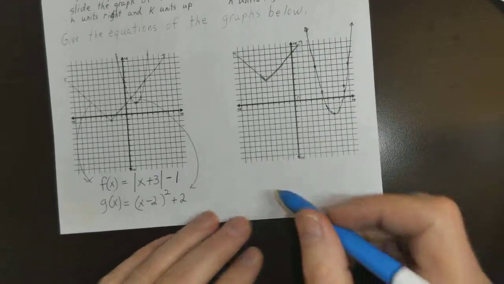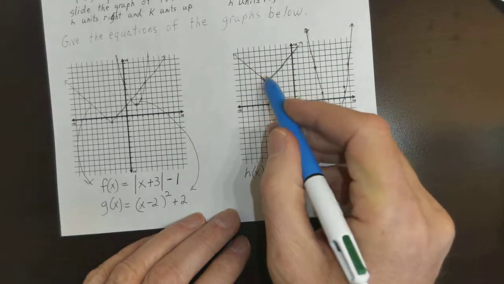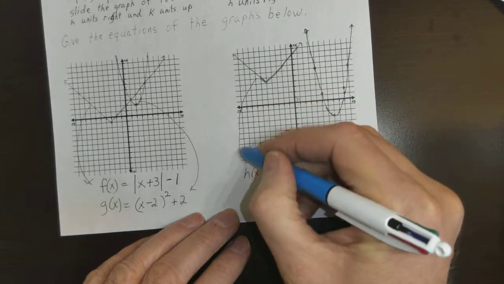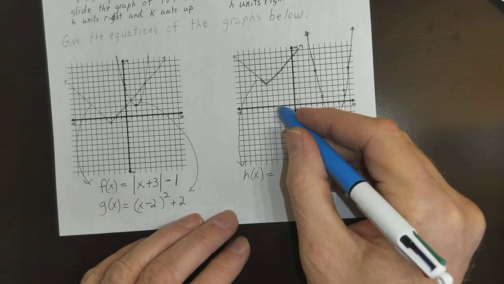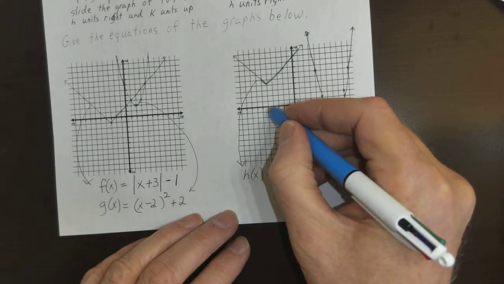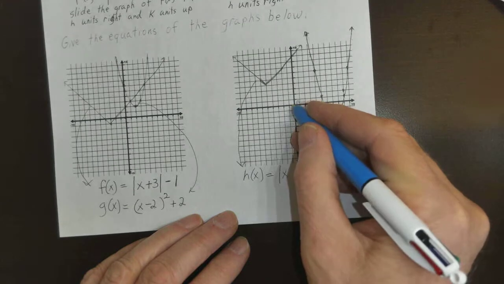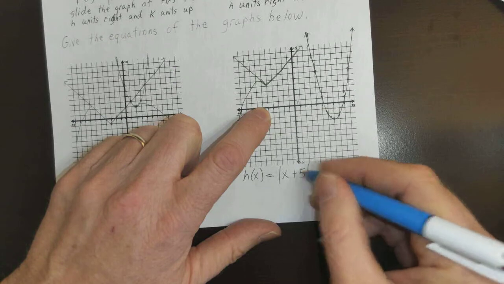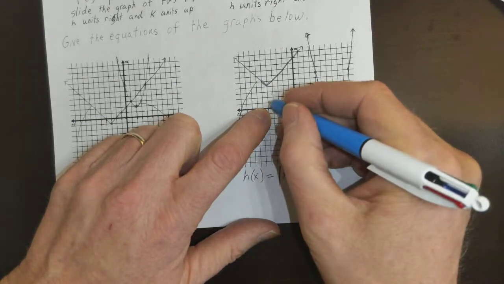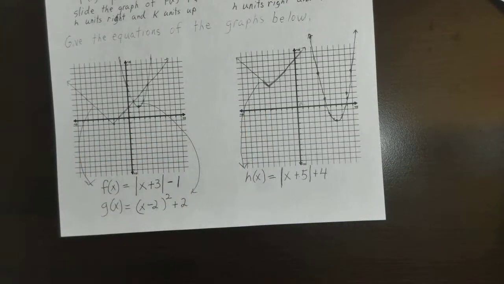And then you got 2 more here. I'm going to go h of x for this one. H of x, I'm going to slide 1, 2, 3, 4, 5. What kind are we dealing with here? Another absolute value. I've slid 5 units to the left. That would be x plus 5, counterintuitive. And then go 1, 2, 3, 4 units up. H of x equals the absolute value of x plus 5 plus 4.